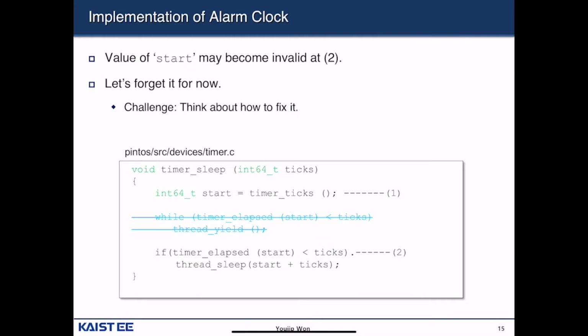There's an interesting property here. It is possible that the value of start may become invalid at line 2, because there are context switches in between, and by the time it executes that statement, the time it obtained may not be valid anymore. So we're going to forget it for now, but if you are a really good system programmer, you may want to think about how to fix it.